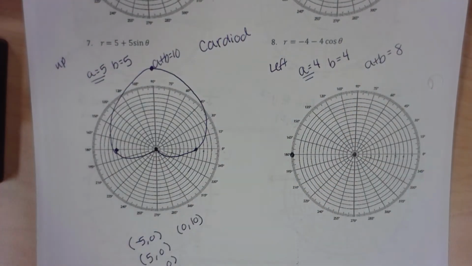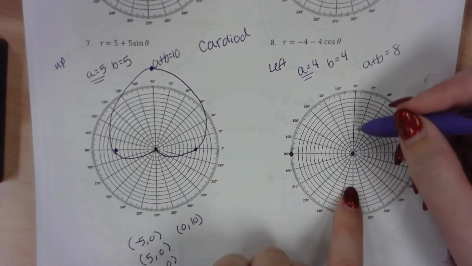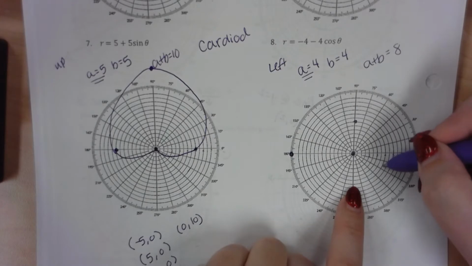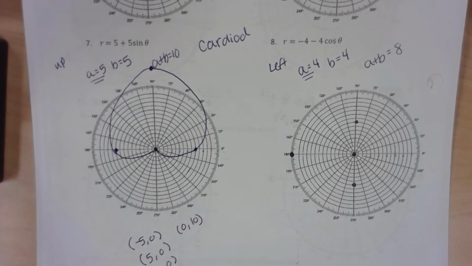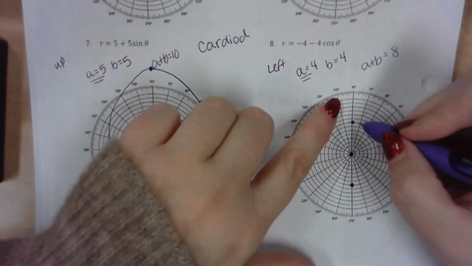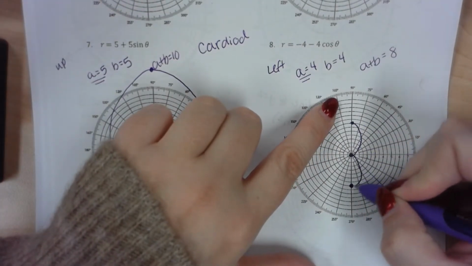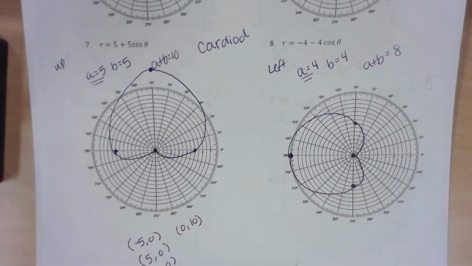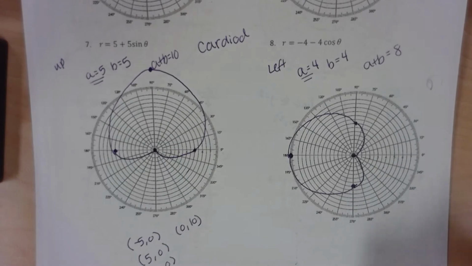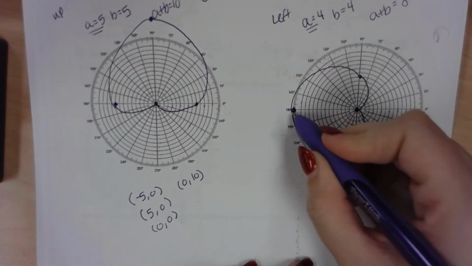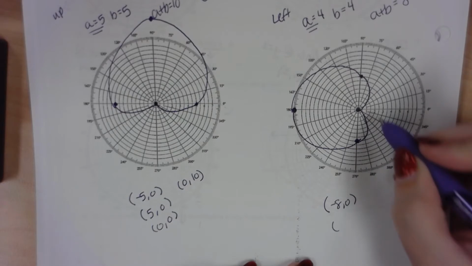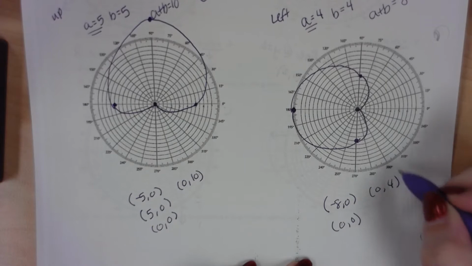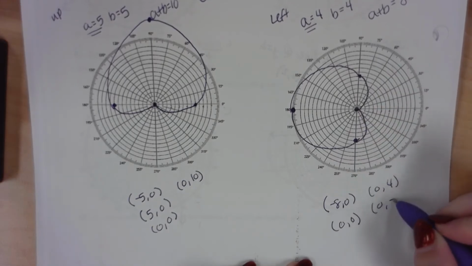(0, 0) is our start. And then that would mean our intercepts are this way. So we're going to go out 4 units this way, because this was a 4. And then we're going to connect and make our heart. Try our best to make this circle-esque. And we have our cardioid. So our intercepts would be (-8, 0), (0, 0), (0, 4), and (0, -4).